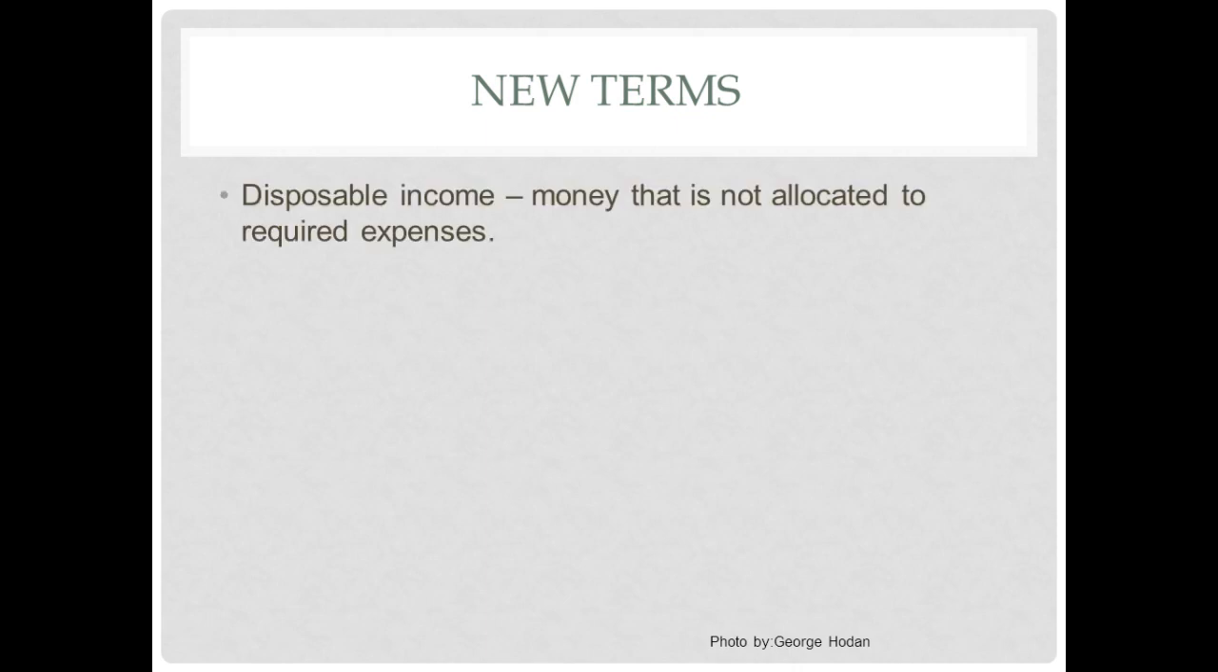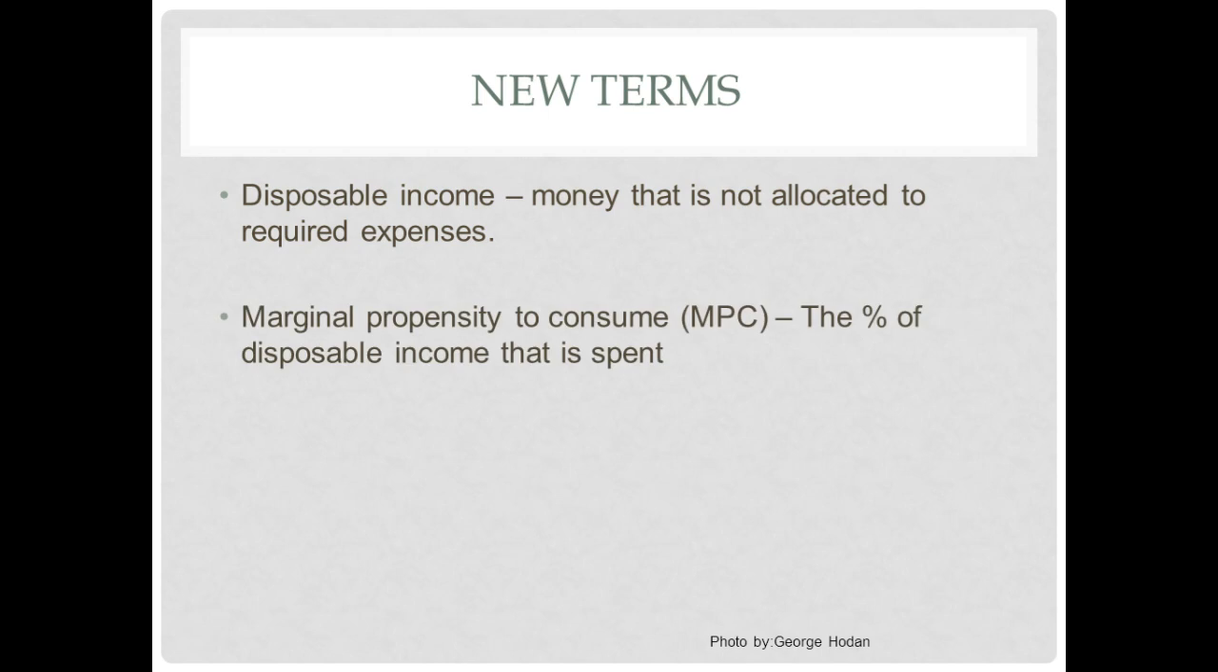Okay, so we need some new terms to help us understand how this is going to work. Our first term, which is actually not a new one, it's one we've used before, but I want to mention it again, is disposable income. And that is money that is not allocated to required expenses. So essentially, it's additional money that people can choose what to do with. Our next definition is the marginal propensity to consume, or MPC.